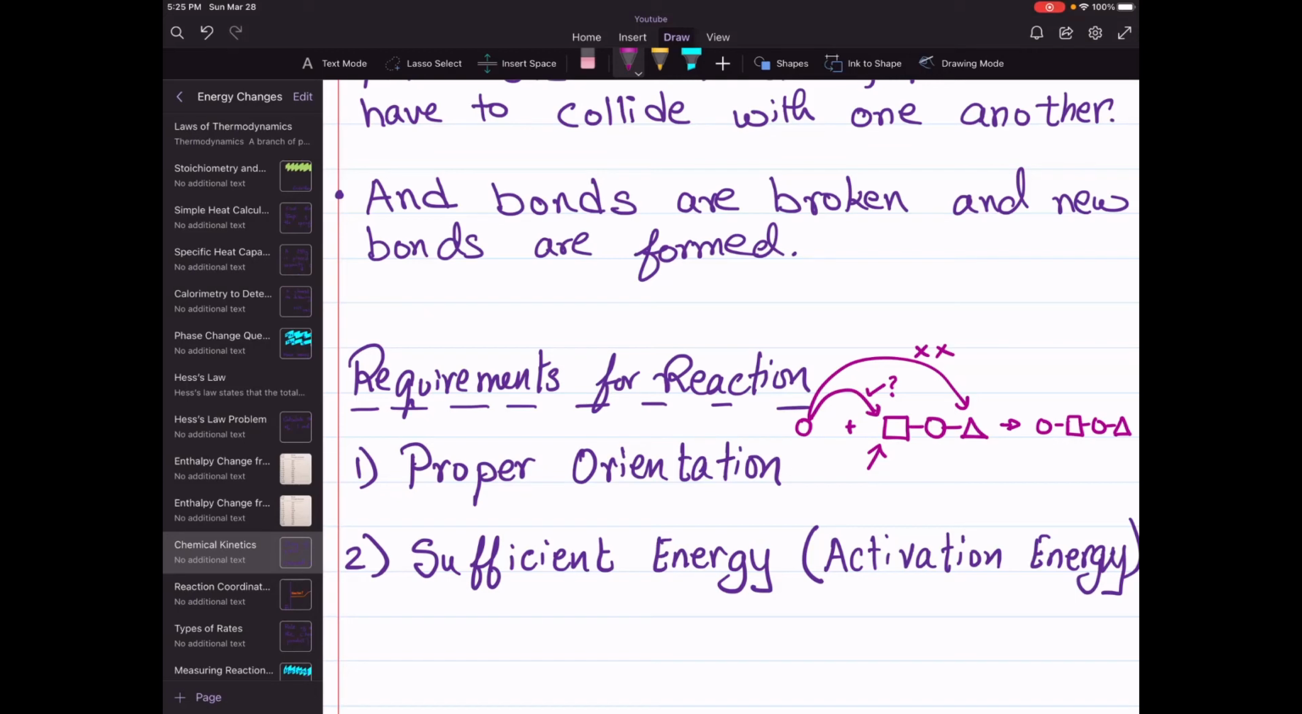Okay, let's look at the second condition here. The second condition has to do with sufficient energy. So for a chemical reaction to take place, the collision has to happen with a sufficient amount of energy. All right, what is the sufficient energy? Enough energy that overcomes the activation energy that is required to convert the reactant into product. Right? So I'll give you an example of activation energy or sufficient energy.